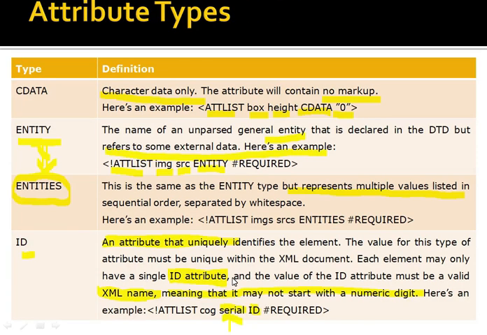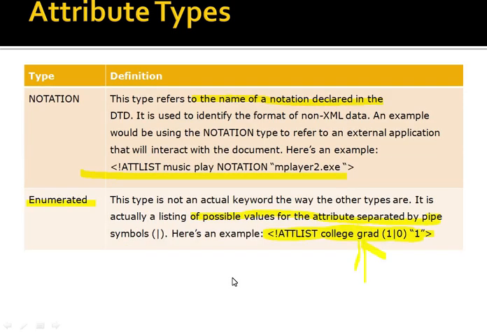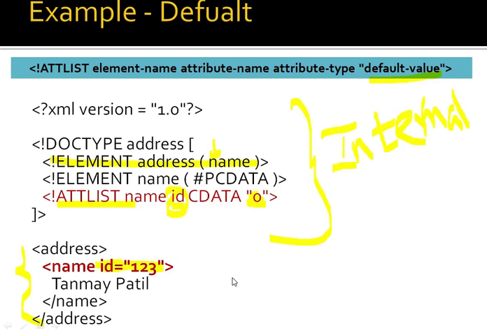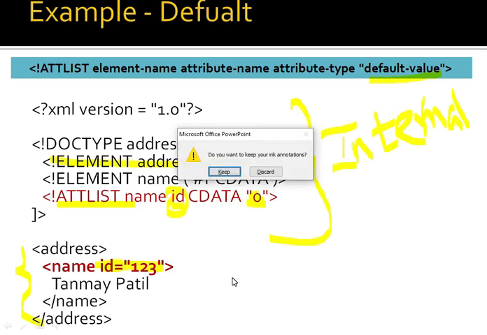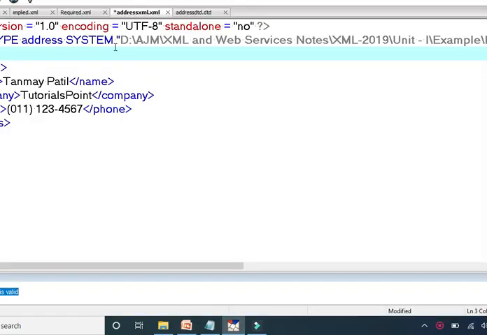Then attribute types we have seen: CDATA, ENTITY, ENTITIES, ID, IDREF, IDREFS, NMTOKEN, NMTOKENS, NOTATION, and enumerated. And also the values for attributes we have seen: required, implied, fixed, and default, and for all these we have seen examples.